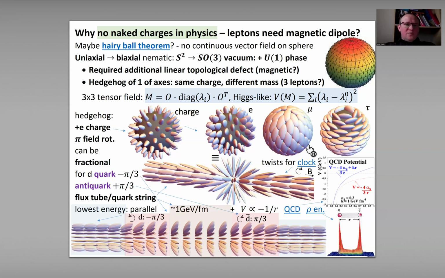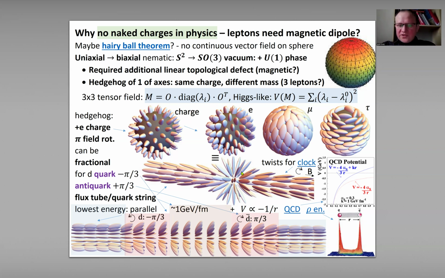Okay, so now let's go. I mentioned why non-negative charges in physics. Here we have this Hairy Ball theorem, which is why leptons need to also have a magnetic dipole moment. Here, because we use this field of three different axes, you have the hedgehog of one axis, and it requires some conflict here.